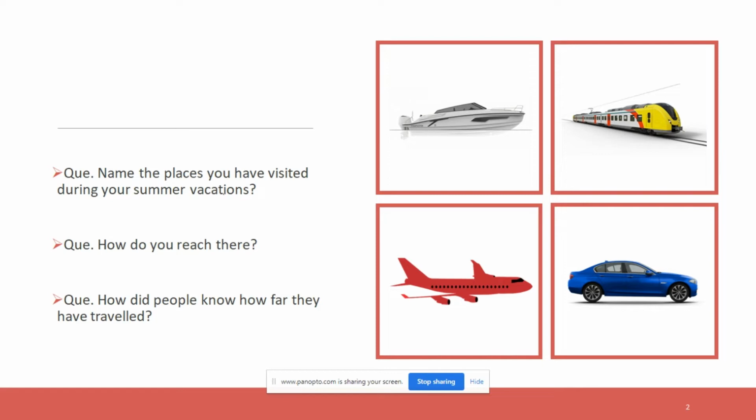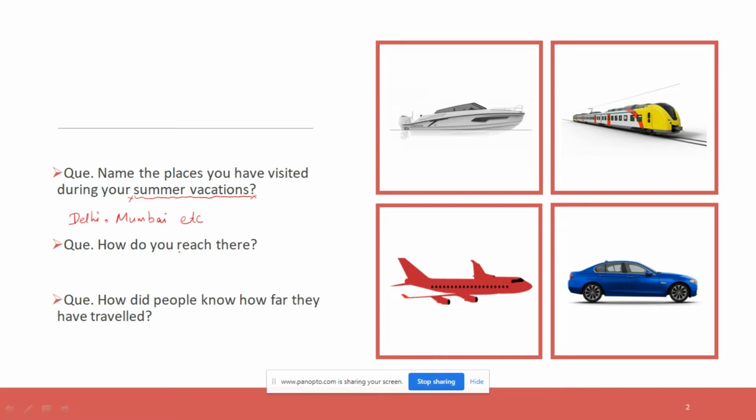I'm starting with a very normal question. Can you name some places that you have visited during your summer vacations? You all are enjoying your summer vacations. Can you name some places in the chat box where you go during your summer vacations? Yeah, right. Some of you are writing that you go to Delhi, some of you are writing Mumbai, and some other cities also.